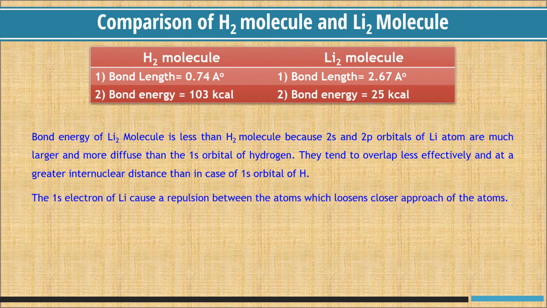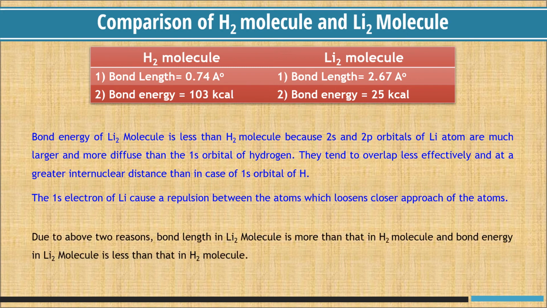The 1s electrons of Li cause repulsion between the atoms, which hinders the closer approach of the atoms. Due to the above two reasons, the bond length in the Li2 molecule is more than that in the H2 molecule, and the bond energy in the Li2 molecule is less than that in the H2 molecule.